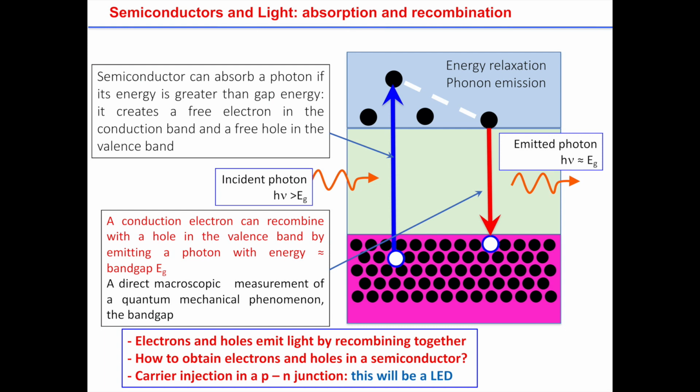The reverse process is recombination of an electron with a hole, which would be an existing empty state in the valence band, and you would emit a photon, so you would have light emission. So this is light emission and absorption across the band gap of the semiconductor.